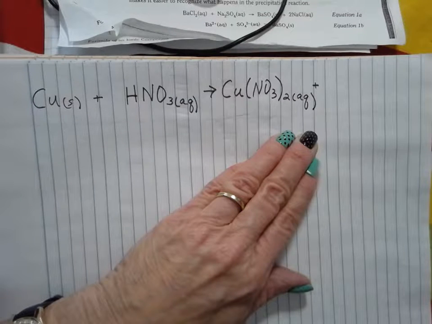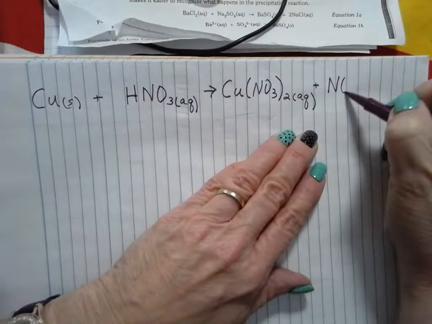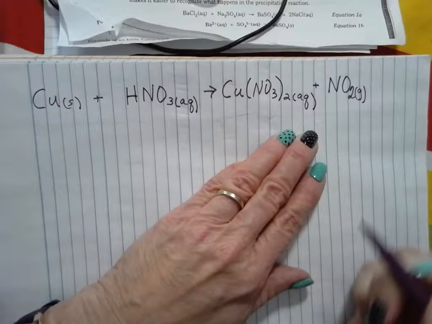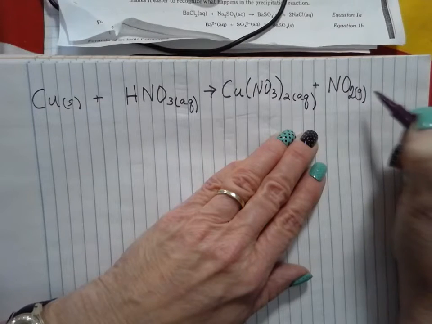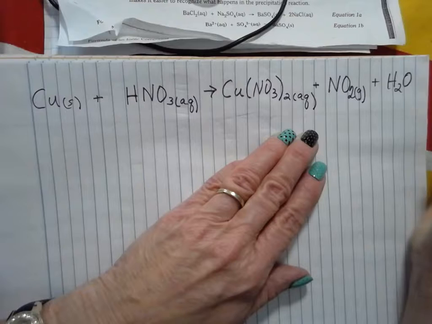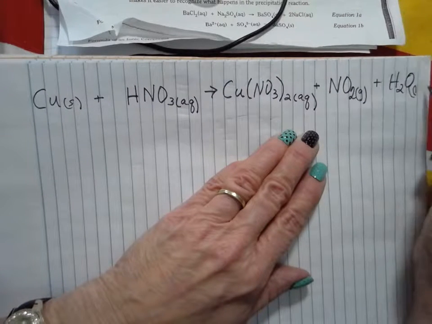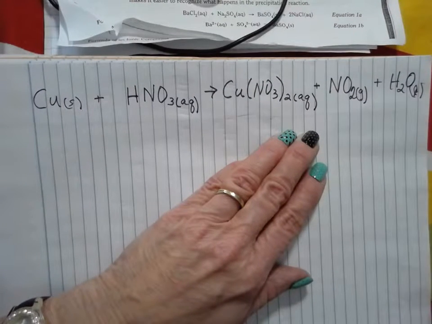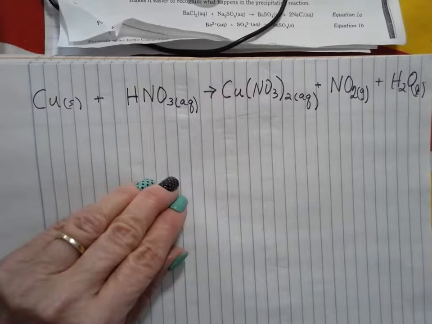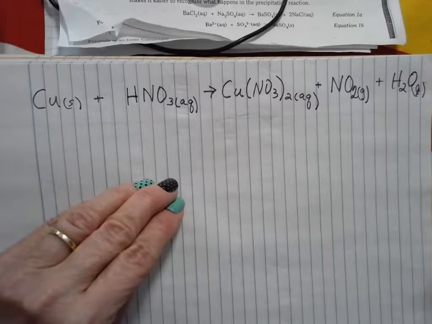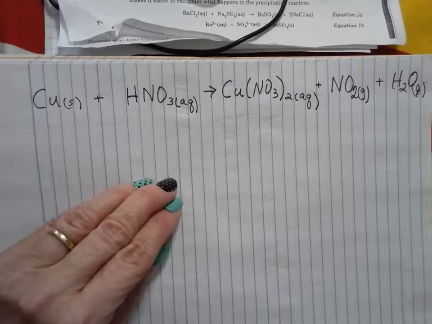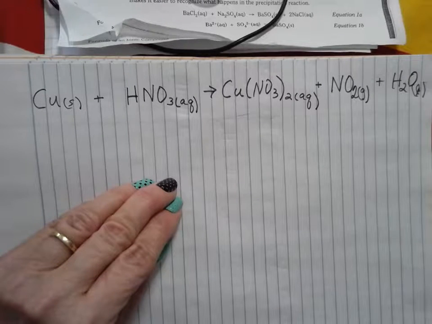Plus nitrogen 4 oxide gas, which is also called nitrogen dioxide, plus water, and we say water is in the liquid form. Now, I know that your lab balanced it for you already, but I'm going to leave the numbers off because we're going to work it all the way from the beginning, do the whole oxidation reduction thing.